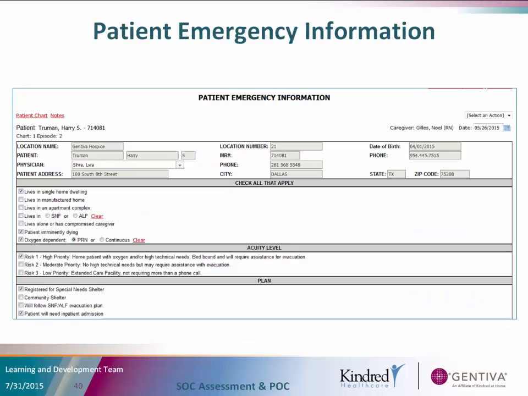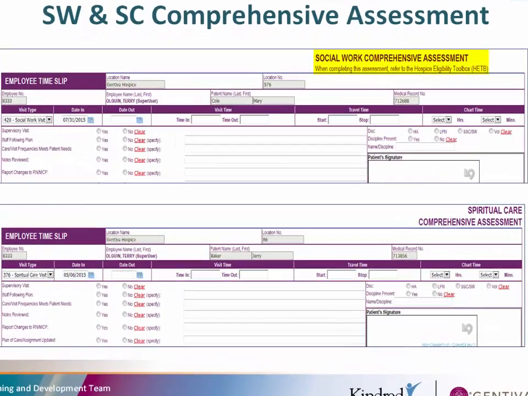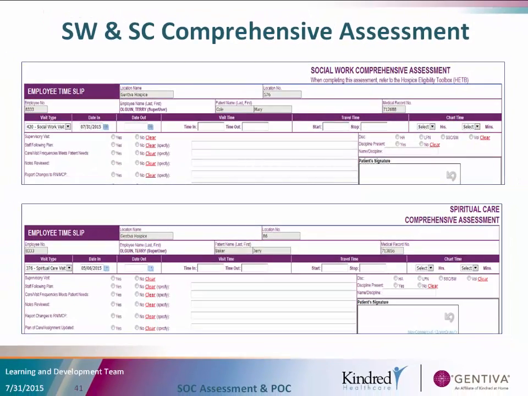The patient emergency information form is completed for all patients. Next, the admitting nurse will document the scope and frequency for the social worker and the spiritual care coordinator as determined by the IDG on admission. The social worker and the spiritual care coordinator will complete their respective comprehensive assessments within that required time frame. We will learn momentarily how the plan of care is documented following the psychosocial assessments.